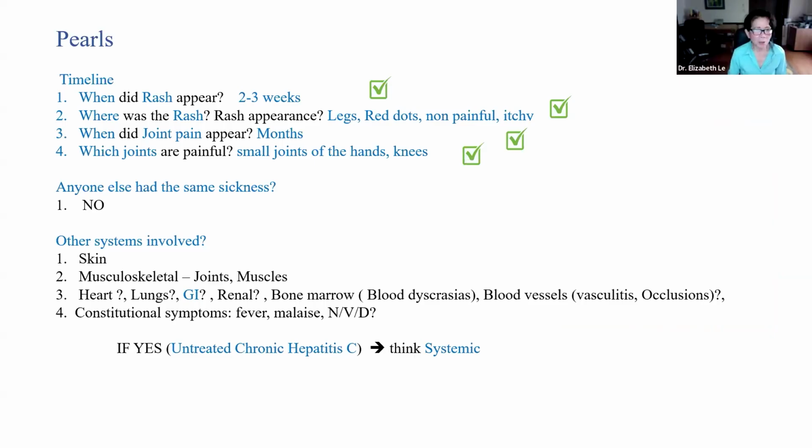Okay, same thing. We have to ask the same question, timeline. When did the rash appear? It's about 2 to 3 weeks ago. Where was the rash? The rash appeared on the legs, red dots, non-painful, itchy. When did the joint pain appear? It was months. And which joints were painful? Small joints, the hands and the knees. So this is more than one joint. It's most likely systemic illness. So next question is, has anyone else had the same sickness? No.